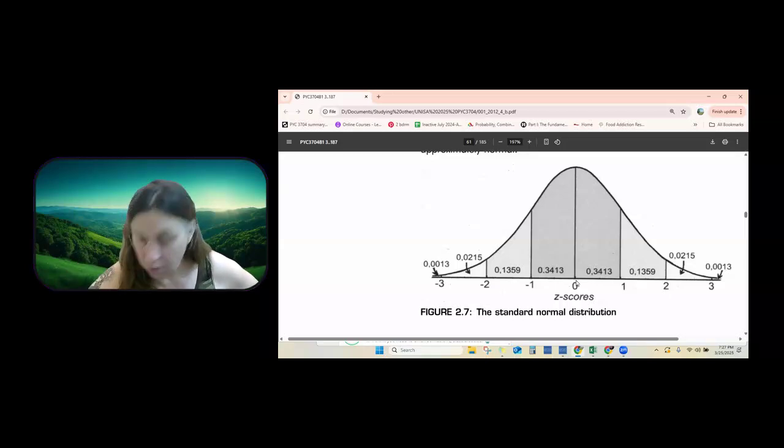And it's symmetrical. So half is to the left of this line, the average, and half is to the right. So approximately 2/3 of the curve lies within one standard deviation of the 0. It's 0.68. If you add these two up together, you get 0.68. If you add all of these four together, you get 0.95 approximately.